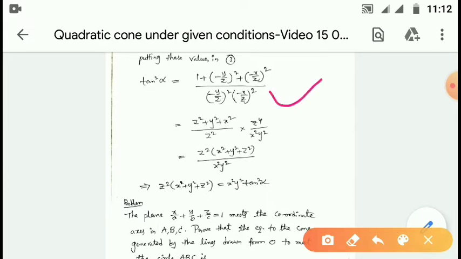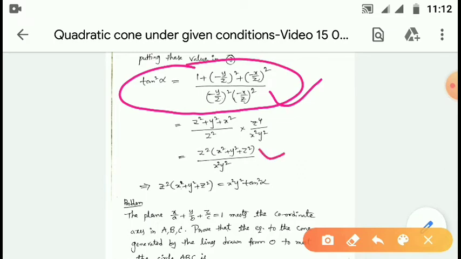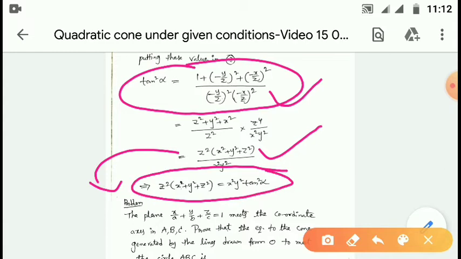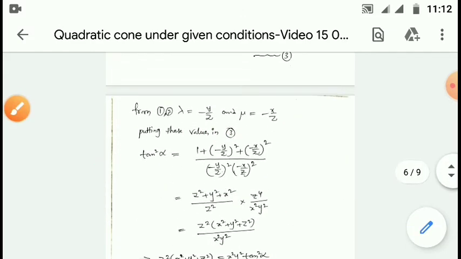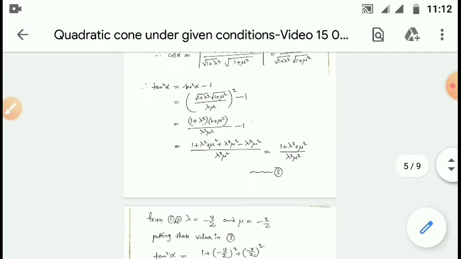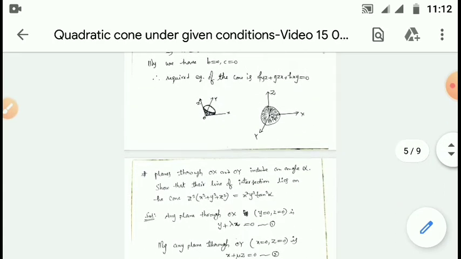By substituting lambda is equal to minus y by z, mu is equal to minus x by z in the tan square alpha expression, we will have like this. On simplifying completely, we will have z square into x square plus y square plus z square is equal to x square y square tan square alpha. This is the locus of the line of intersection of the planes passing through OX and OY. Therefore this is the equation of a cone, and hence it is proved that the line of intersection of the planes lies on the cone.